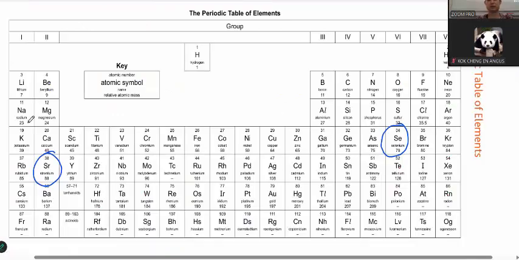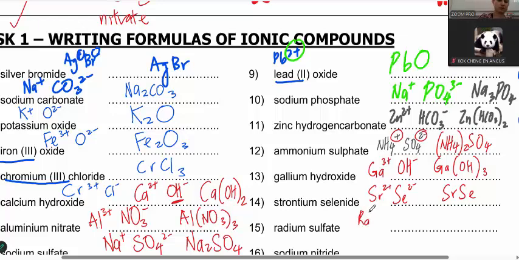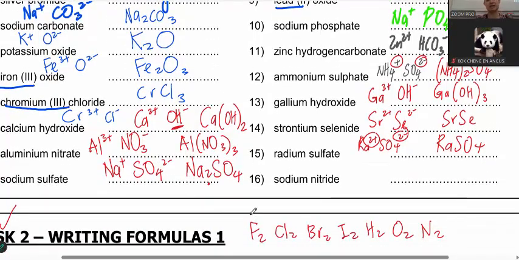Radium is group 2 also. SO4, 2 negative, so they cancel each other out: RaSO4. Now this one, be careful. It's nitride, not nitrate. So it's Na plus. Nitride means it's the element only. So it's Na3N.